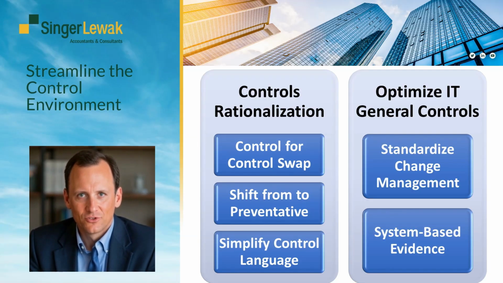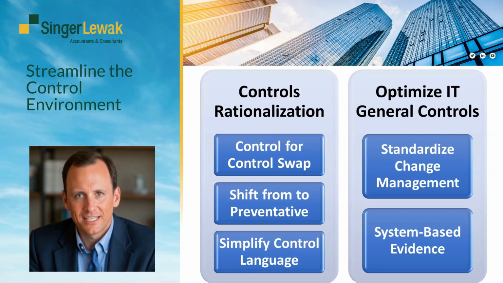Actionable strategy 4: optimize IT general controls. First, standardize change management. Change management is a frequent area of failure. Standardize and enforce a single global process for all IT changes to financial systems. If every department or region has a different process, you increase testing scope. Centralize the documentation and evidence collection for a single point audit.